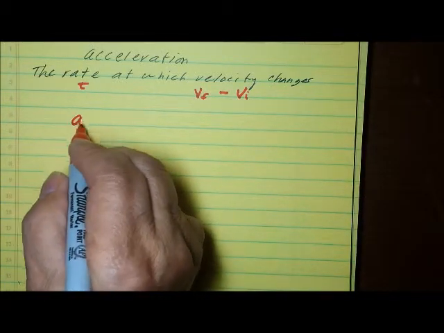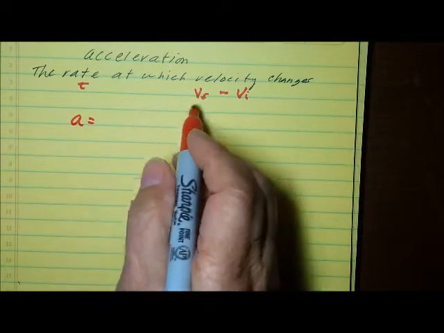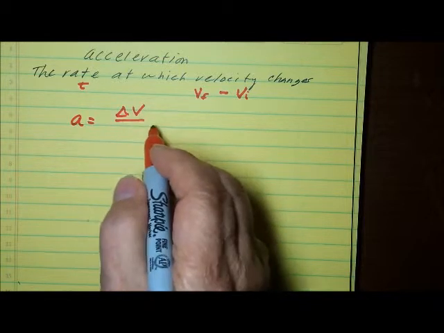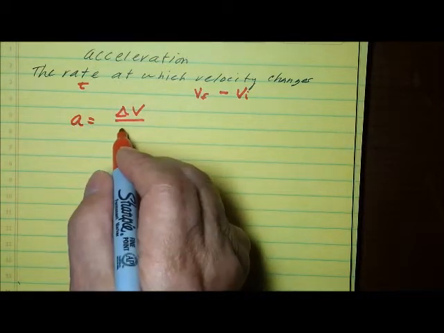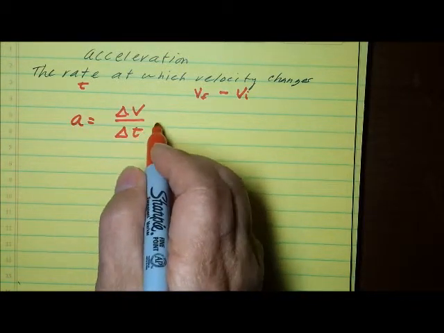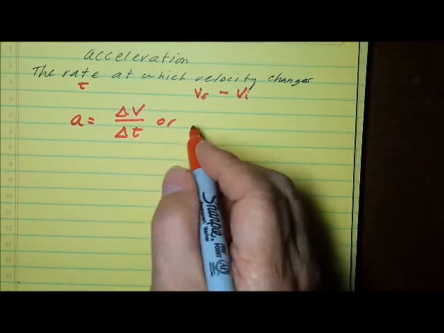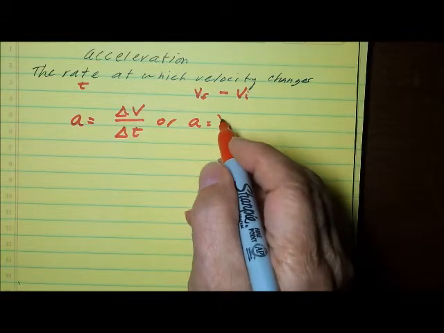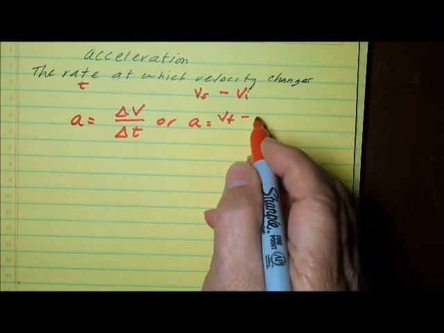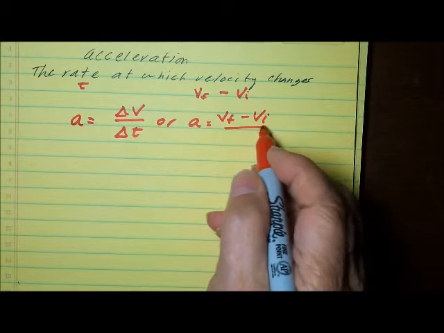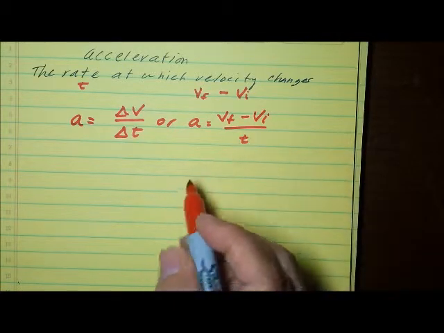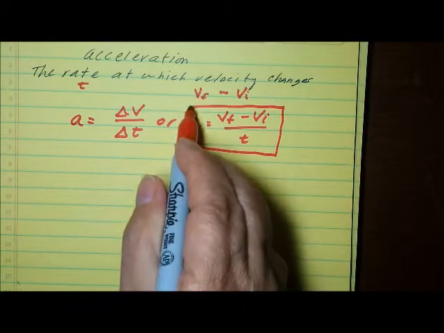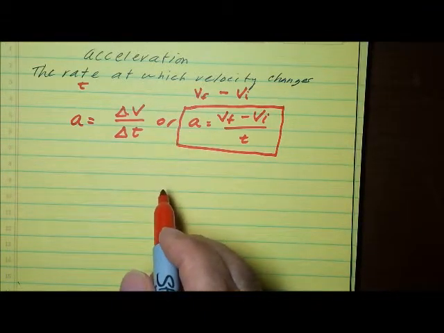Acceleration is change in velocity divided by change in time. Or it can be written like this: acceleration equals final velocity minus initial velocity divided by time. And that becomes our basic equation for calculating acceleration.